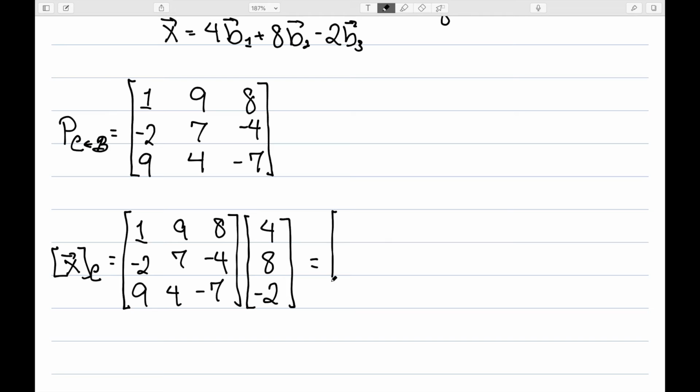And then from there, we just need to multiply. Doing my first row by my column, 1 times 4 is 4, plus 72 minus 16 is 60. For my second row, I would have negative 2 times 4 is negative 8, plus 56 plus 8 gives me 56. And then my third row, 9 times 4 is 36, plus 32 plus 14 gives me 82. So here's my coordinate vector with respect to C.